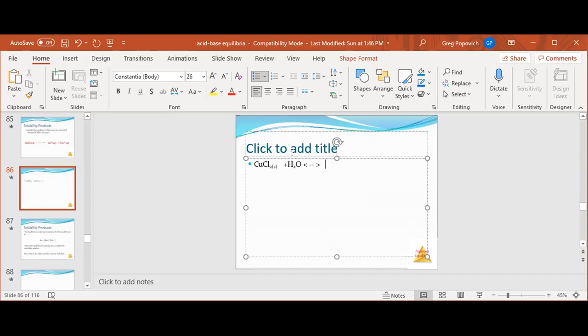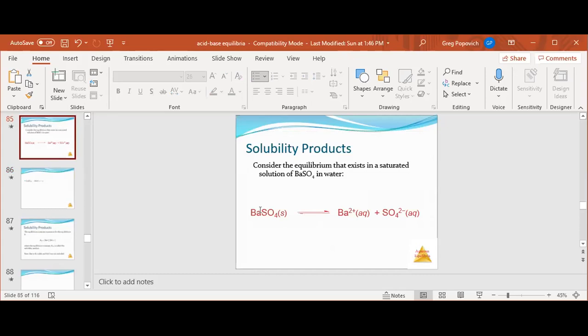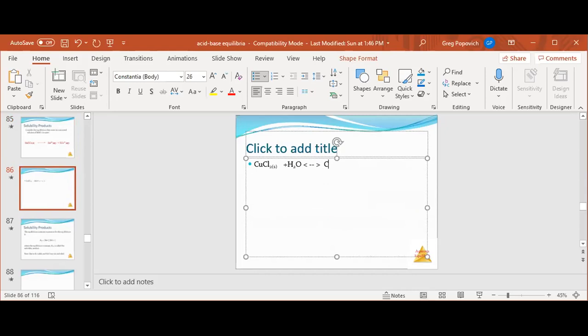What happened when I did the barium sulfate in water? What did I make? So do they separate into just their individual ions? Is it Cu2 and then just Cl? Is it Cl minus? Just one of them? Oh, no, 2Cl or Cl2, whatever. No, it's not Cl2. Make sure you understand what you're doing.